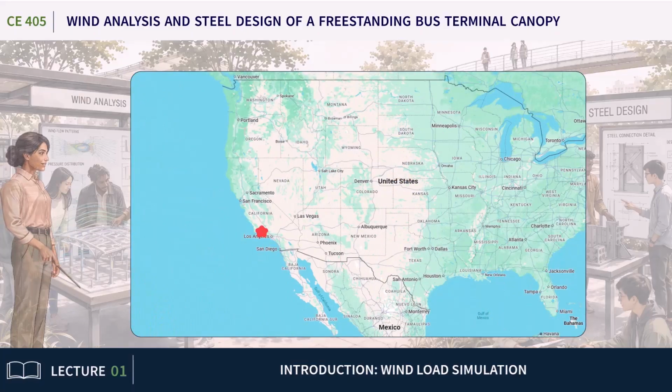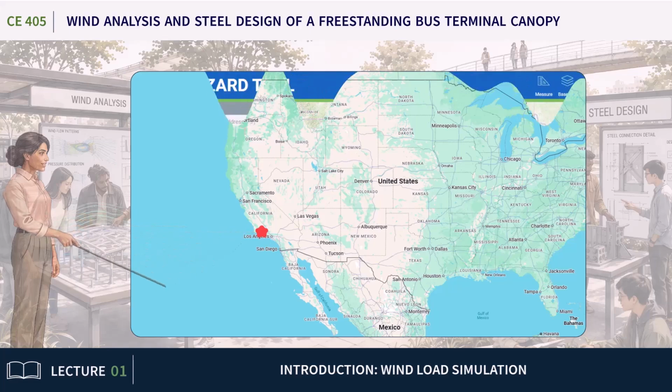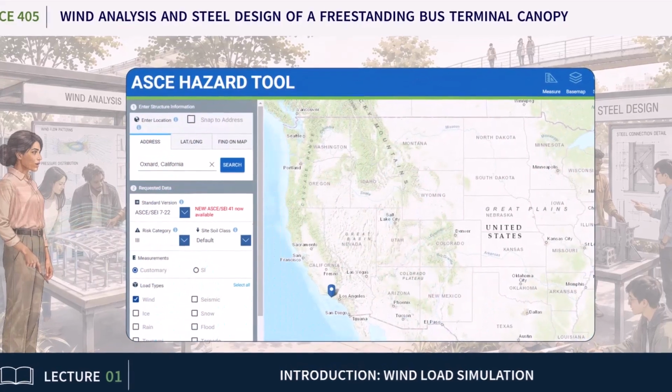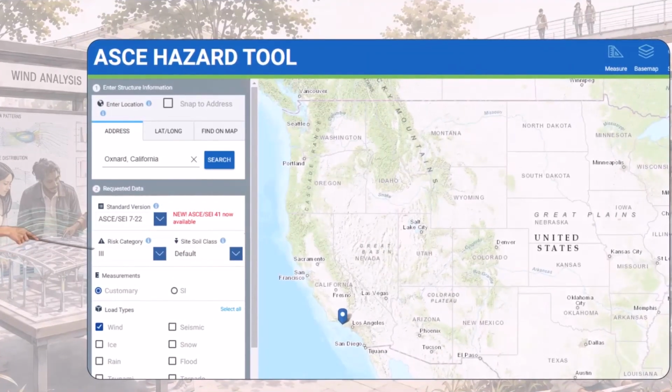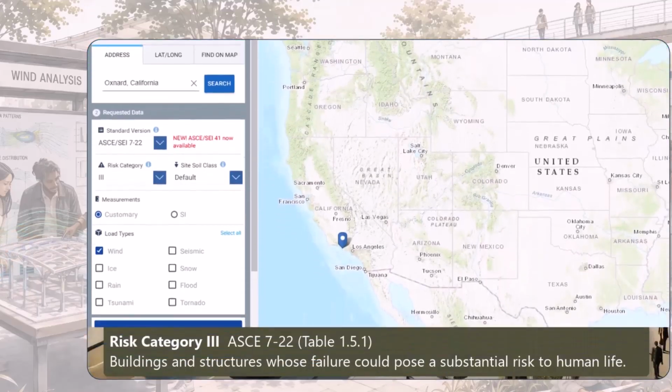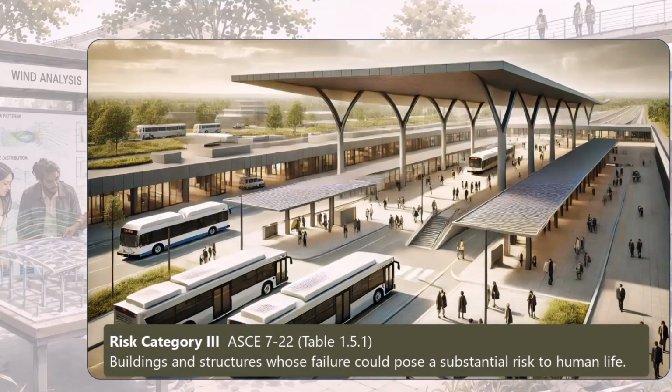Since we know where the bus terminal is located, we can use the ASCE hazard tool to find the basic wind speed for the site. According to ASCE 7, this type of building falls under Risk Category 3, which applies to structures that accommodate large groups of people or pose a considerable risk if they fail. A busy bus terminal fits that description perfectly.